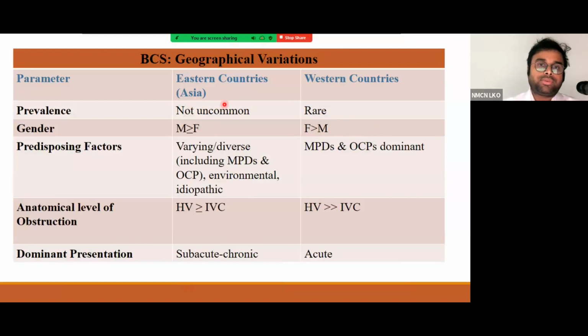There is geographical variation in Budd-Chiari syndrome in Eastern and Western countries, which we'll discuss. The prevalence is more common in Eastern countries as compared to Western countries. About gender predilection, it is more or equal in females in Eastern countries, whereas it is more in females than males in Western countries. Predisposing factors are also different. We'll discuss this in subsequent slides. Regarding anatomical level of obstruction, hepatic vein obstruction is almost equal or more common than IVC in Eastern countries, whereas in Western countries, hepatic vein obstruction is much more common than IVC. Dominant presentation in Eastern countries is subacute and chronic. In Western countries, it's acute presentation.